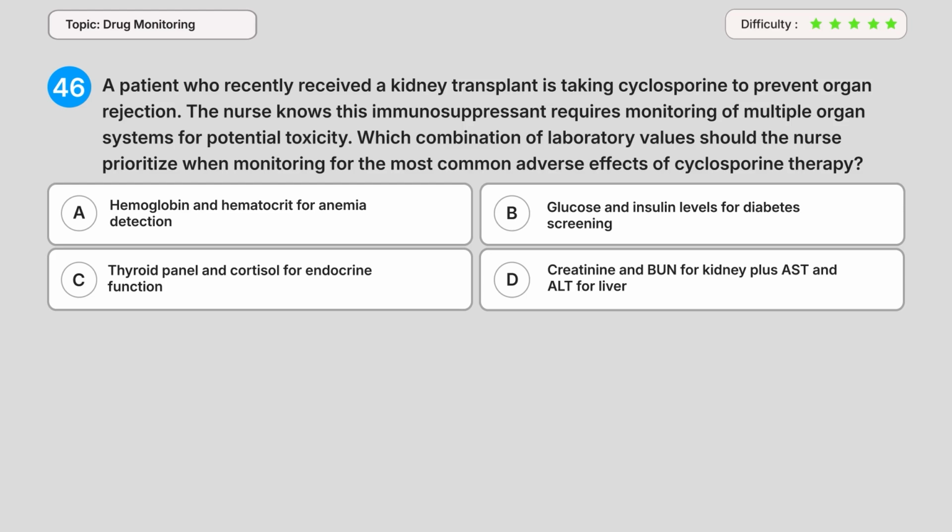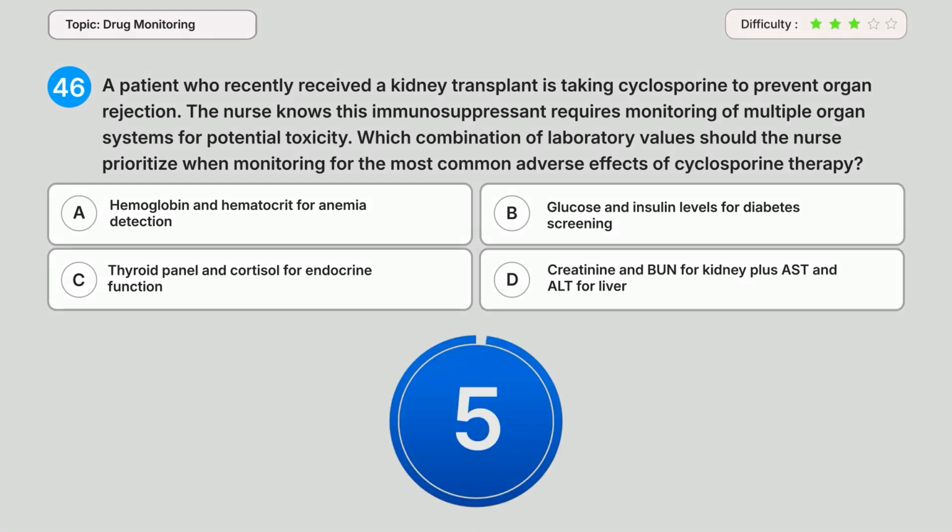A. Hemoglobin and hematocrit for anemia detection. B. Glucose and insulin levels for diabetes screening. C. Thyroid panel and cortisol for endocrine function. D. Creatinine and BUN for kidney plus AST and ALT for liver. Do you know the answer?